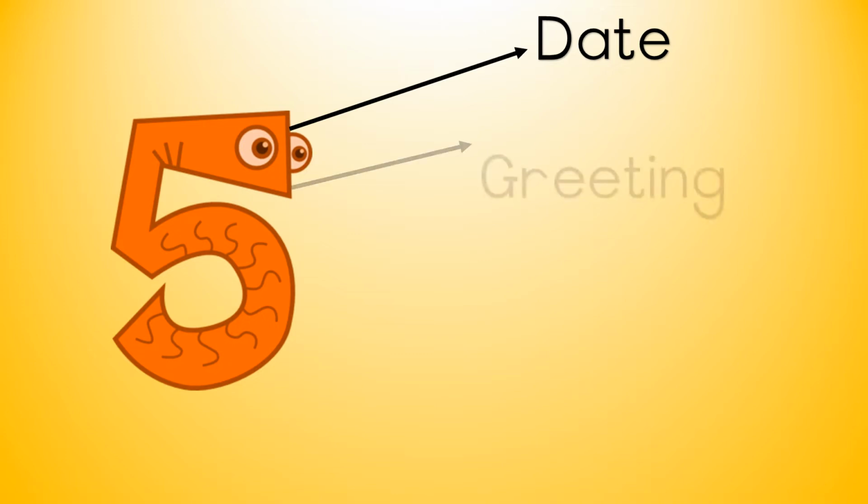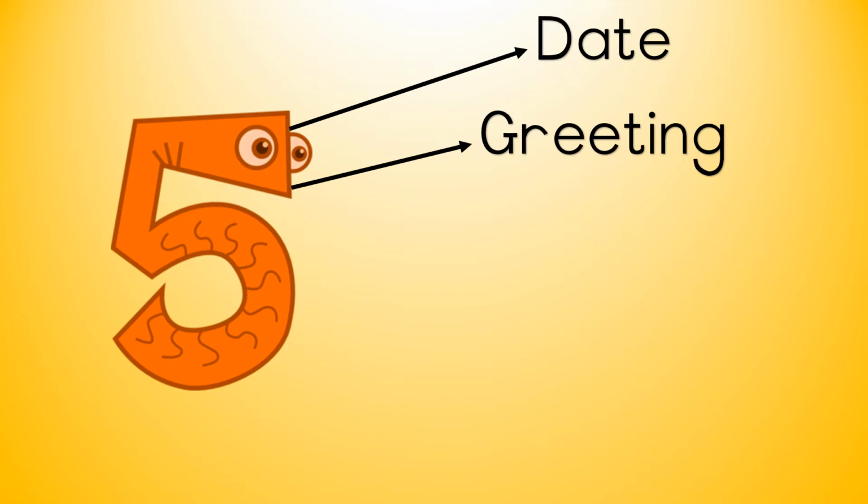There are 5 important points you need to remember when you write a letter. The first point will be the date. When are you writing the letter? This lets the person know when you wrote the letter to them. The second point is the greeting. Who are you writing to?